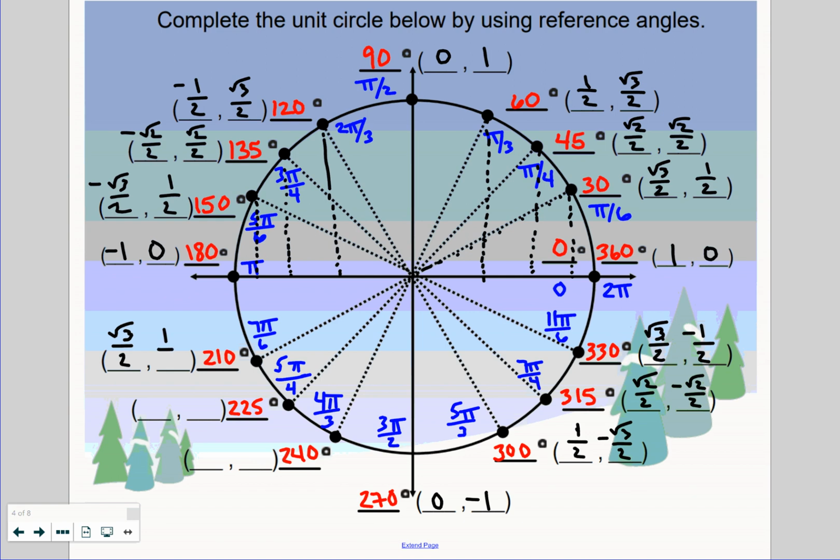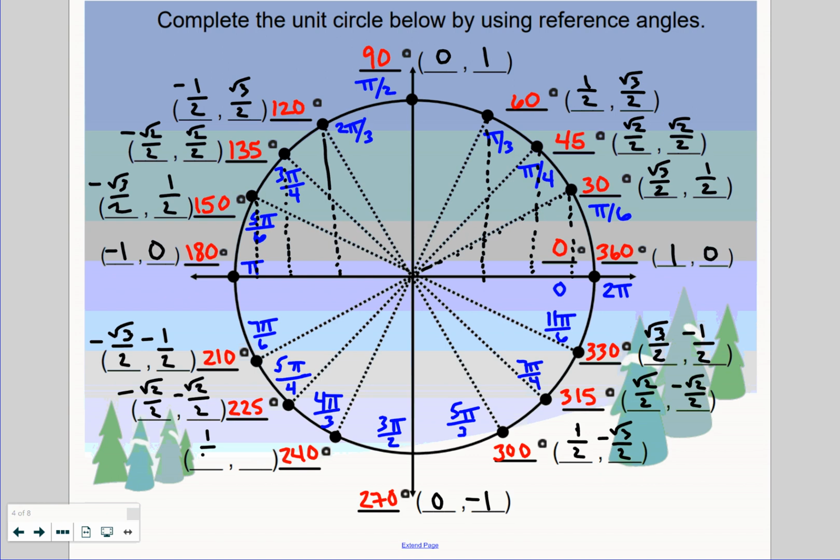1/2, and in quadrant 3, we know both my x and my y are negative. 225 is 45 degrees away, so rad 2 over 2, rad 2 over 2, and both of them are negative because we're in quadrant 3. And then finally, 240 is 60 degrees away from the x-axis.